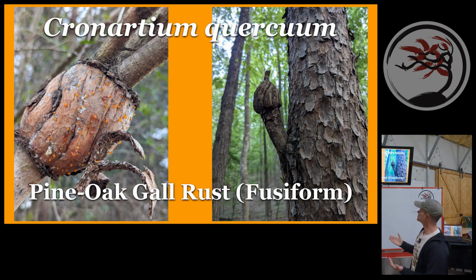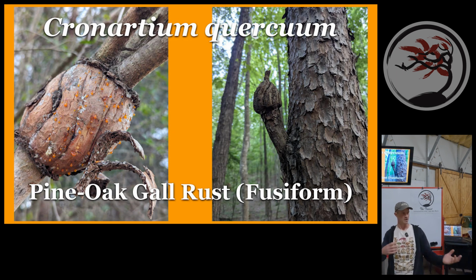So this is Cronartium quercuum, or pine oak gall rust, also called fusiform rust. There are some subspecies, there's some variation, but fundamentally, yeah, pine oak gall rust, and it's just referring to the two hosts that this is bouncing between: loblolly, Virginia pine especially, and then oaks. It's going to be lesions on the undersides of oak leaves, and then on pine trees it can form galls, but it can also form cankers on the main stem.